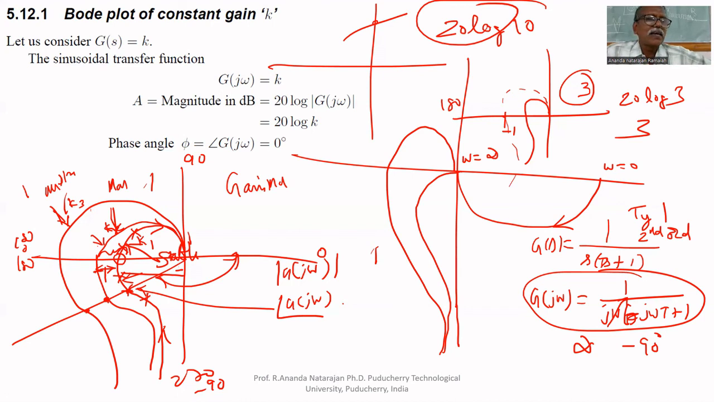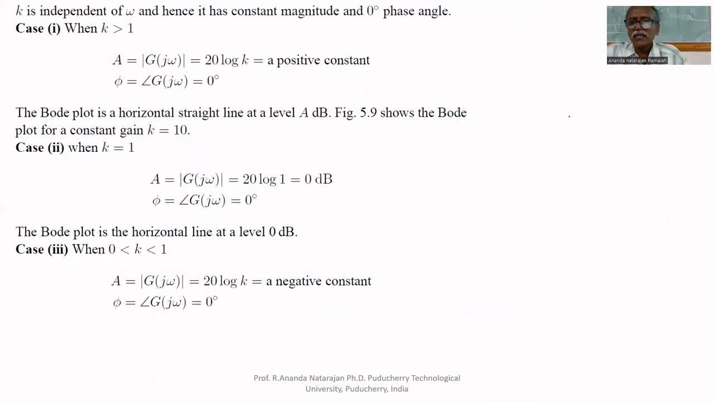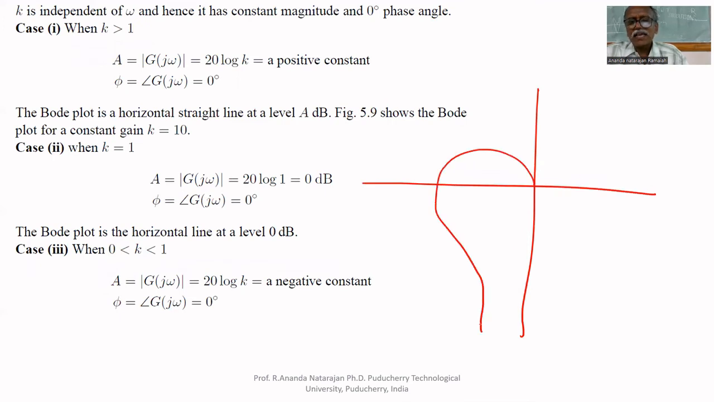If we talk about the gain margin in decibel scale, it is 20 log 3 for the first system. Second system also 20 log 3. Third system is 20 log 10. So that is called gain margin. What is phase margin? To understand phase margin, we'll consider the same type 1 third order system.